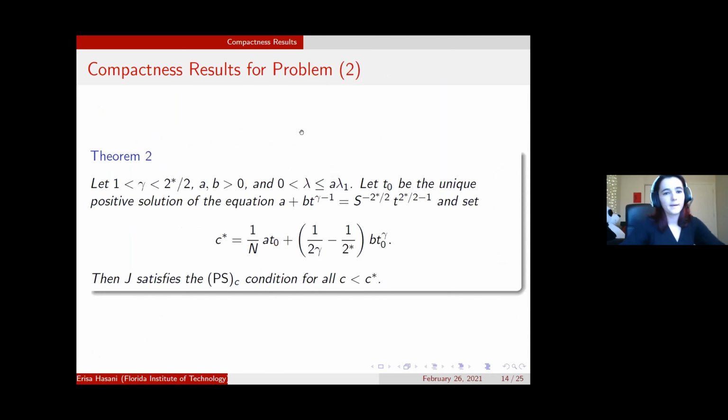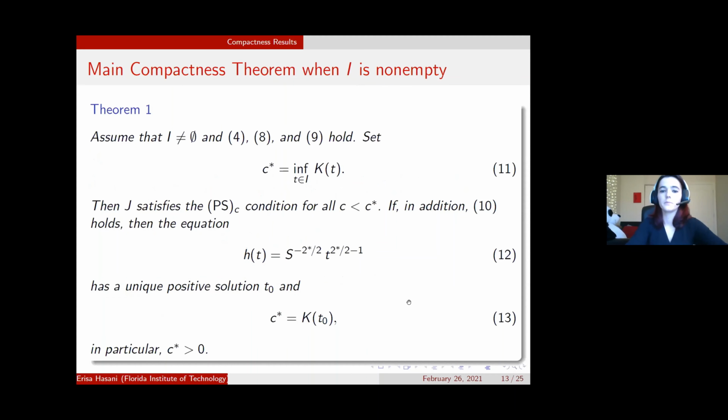Okay, so for problem 2, which was the model problem, if you remember, with that power, we have the following results. If gamma is between 1 and 2 star over 2, and A and B are positive, and lambda is between 0 and A lambda 1, which was the first eigenvalue for the Dirichlet problem, then let T naught be the unique positive solution of this equation. If we set C star equal to this number, then we can show that J will satisfy the PSC condition for all C less than C star, which follows from this main theorem.